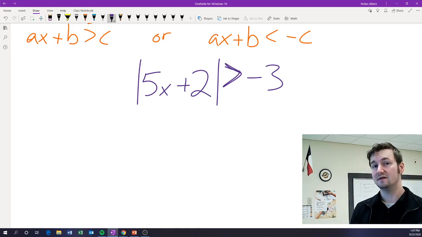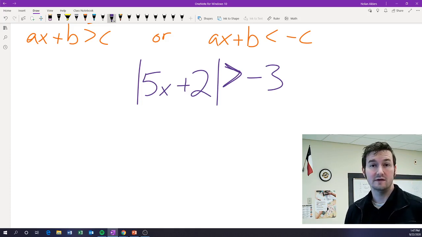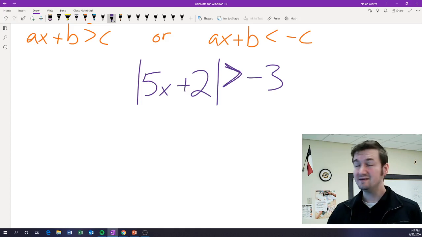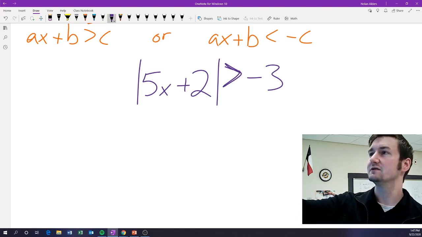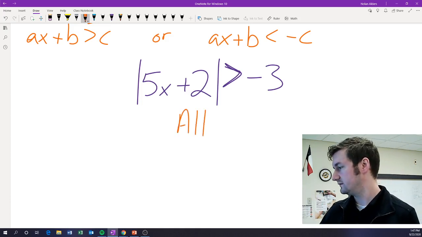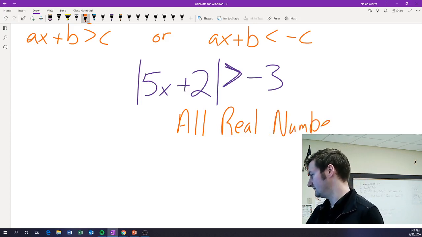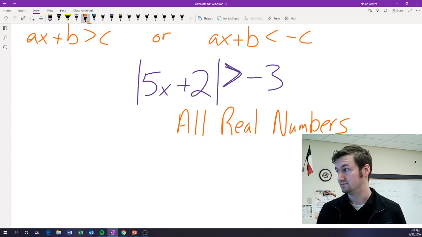In this case, think about the wording. It's greater than -3. Well, all the numbers greater than -3 include all the positive numbers. And that's what we want with absolute values. We want all the positive numbers. So in this case, if we have a greater than sign or a greater than or equal to sign linked with a negative number, instead of no solution, the answer is going to be all real numbers. All real numbers. Because the absolute value of something is always going to be greater than a negative.